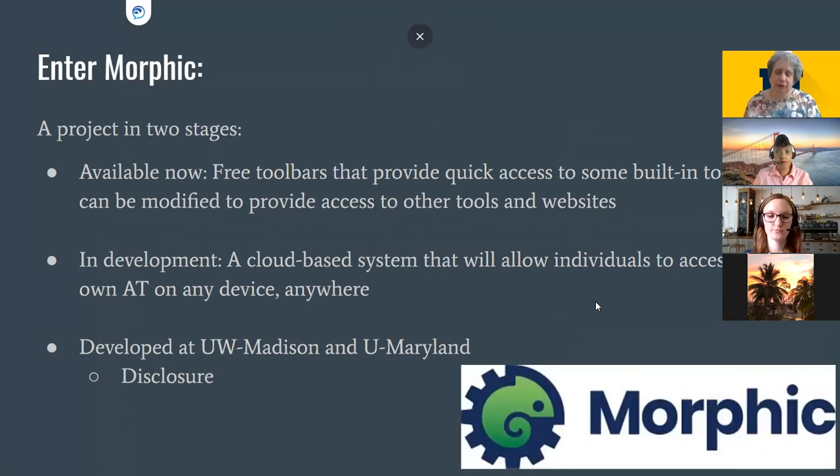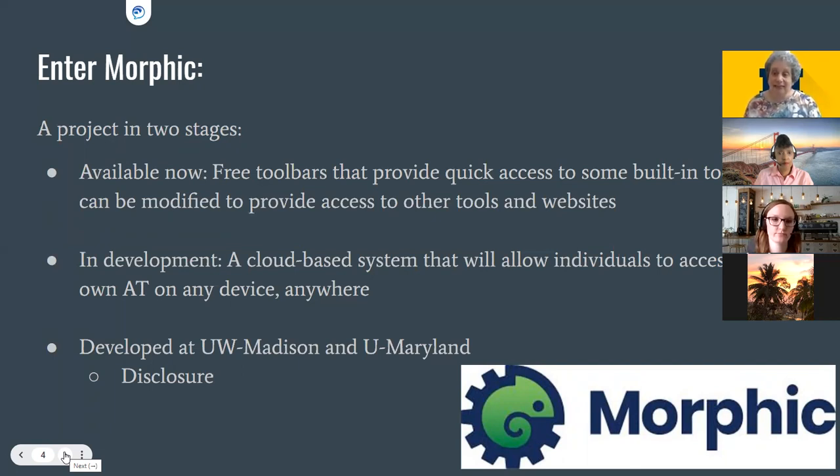So Morphic is a project to address both of those concerns, and it's being rolled out in two stages. Stage one is a pair of free toolbars that provide quick access to some built-in tools. And one of the toolbars can be modified to provide access to other tools and to websites. In development is a cloud-based system that will allow individuals to access their own assistive technology, configured to their preferences, configured to the device that they are using, anywhere.